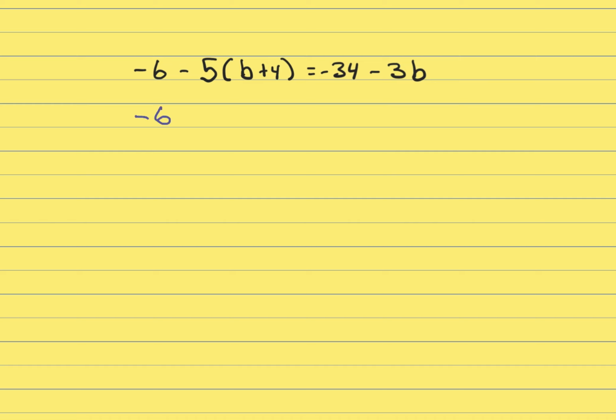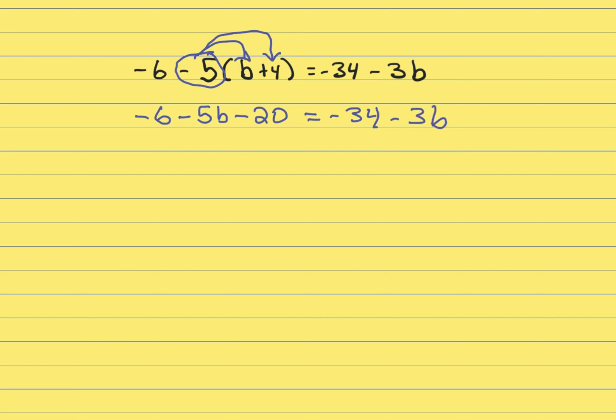I'm going to bring down the negative 6. Remember, the distributive property says that we're going to take this times this. Negative 5 times b is negative 5b. It also means I'm going to take negative 5 times 4, which is negative 20. Make sure you distribute the negative in there as well. Then that's going to equal negative 34 minus 3b.